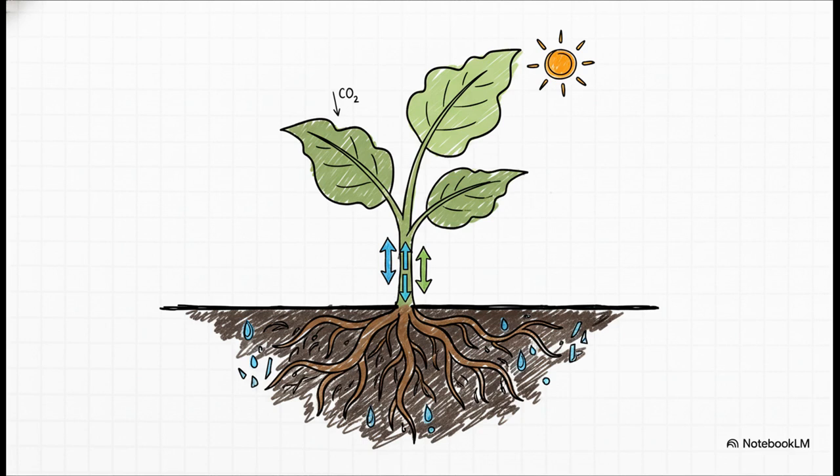And here's the crucial point, and you might want to note this. They are completely dependent on each other. The shoots need water from the roots, and the roots need the food made by the shoots. It's a perfect partnership, and they're connected by what we call vascular tissue, which is essentially the plant's plumbing system.